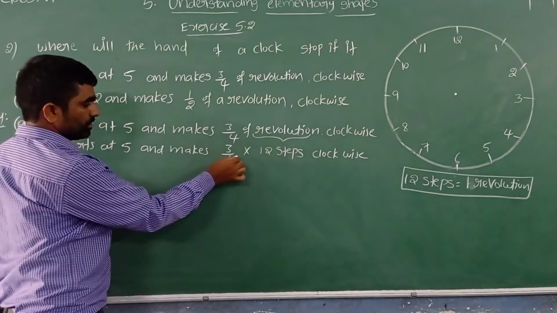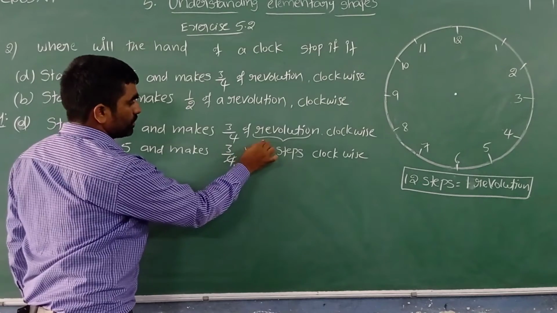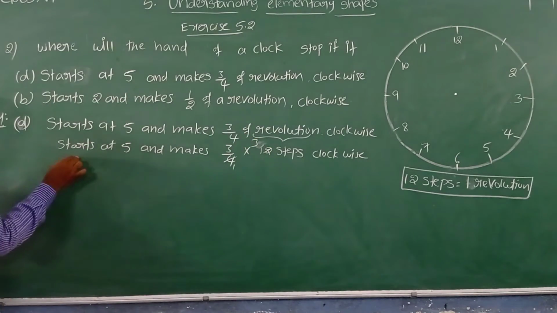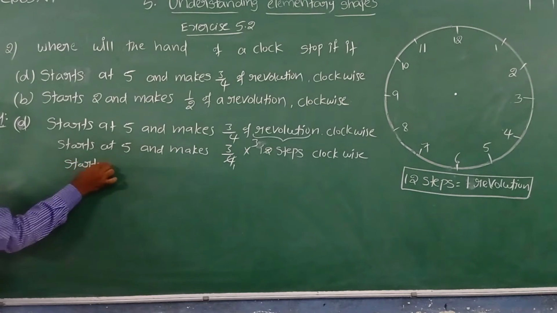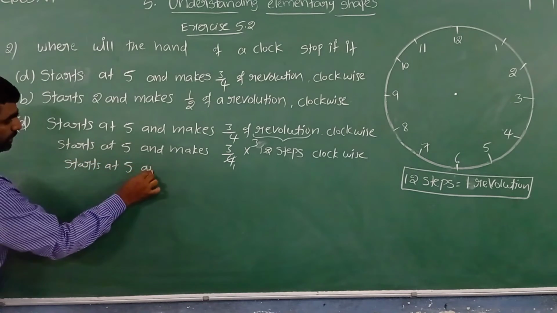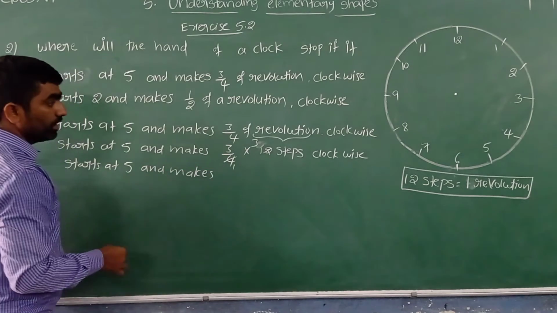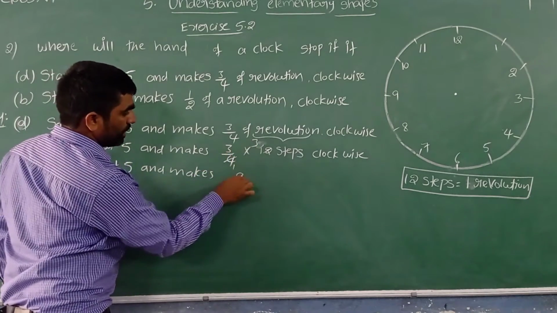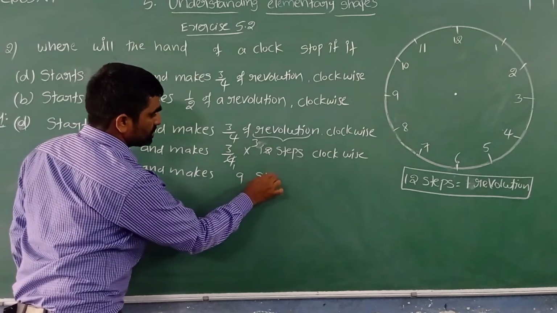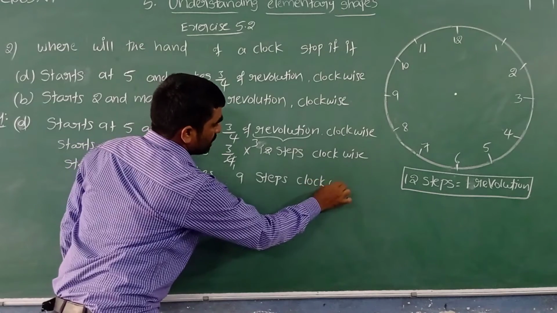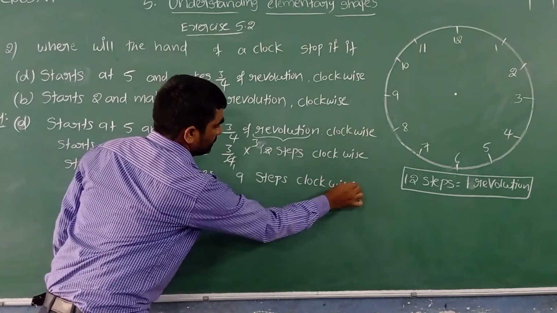Let's simplify this. 4 1s are 4, 4 3s are 12. Now, it starts at 5 and it makes how many steps? 3 3s are 9 steps, and the 9 steps clockwise.